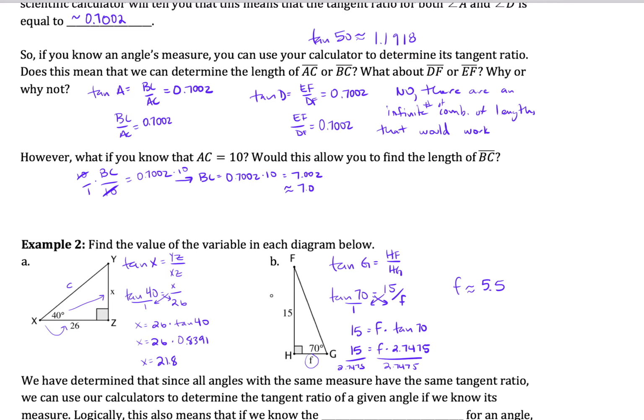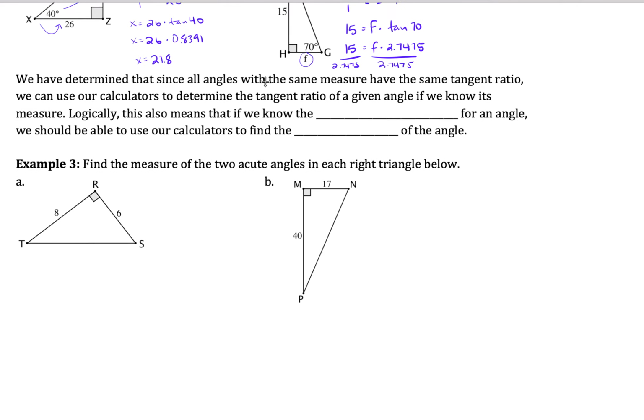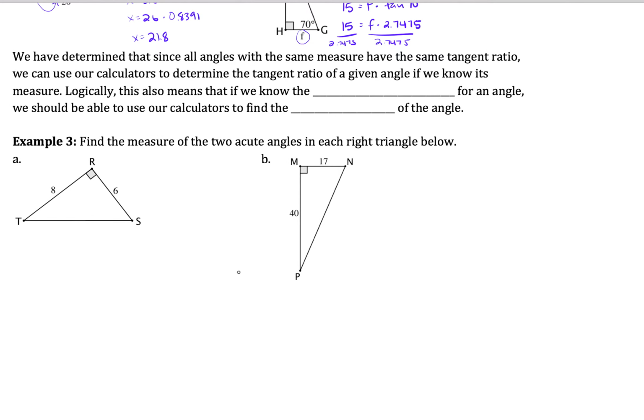So that's one way that we can use this idea of a tangent ratio in a picture, and we can find some missing side lengths using what we know about tangent ratios and how the tangent of a 40-degree angle has a specific value and the tangent of a 70-degree angle has a specific value. We can use that to find angle measures. But there's one more interesting use of tangent ratios.